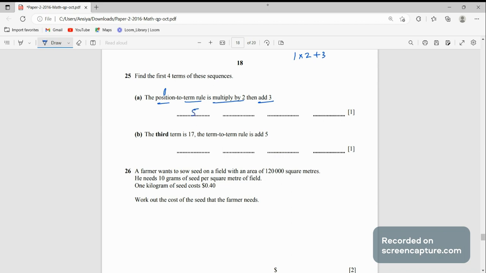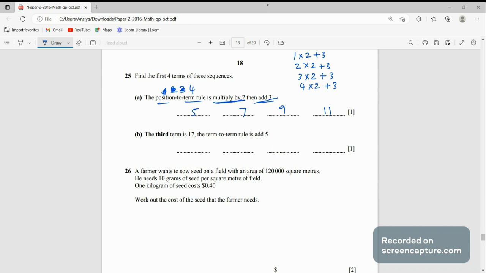First number is ready. If you want the second number, do the same. 2, and then multiply by 2 and then add 3. 2 times 2 is 4 and 4 plus 3 is 7. Again, if you want the third number, think about number 3, multiply by 2 and add 3. 3 twos are 6, 6 plus 3 is 9. Same, if you want the fourth number, think about 4, multiply with 2 and then add 3. 4 twos are 8, 8 plus 3 is 11. This is position to term rule.